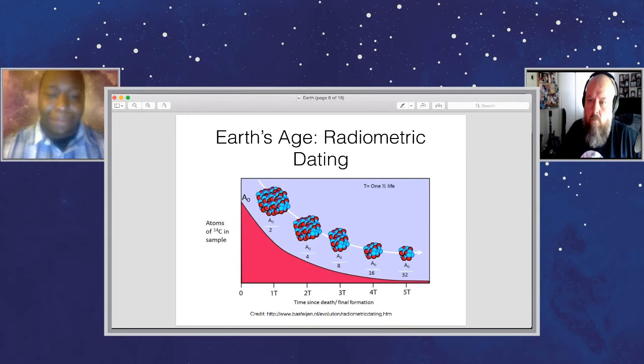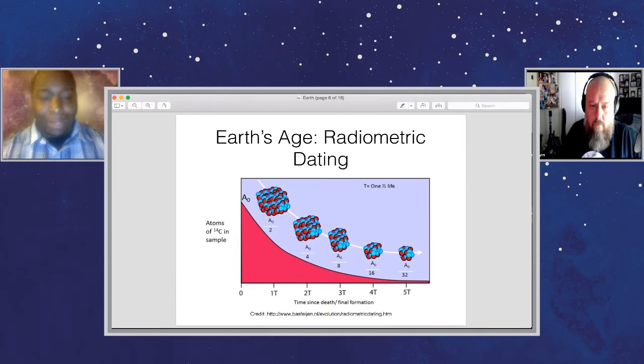This particular example shows along the y-axis that this is for atoms of C14, which is a naturally occurring radioactive material that's in our atmosphere due to cosmic ray collisions with not neutrons, but nitrogen within our atmosphere. Excuse me.